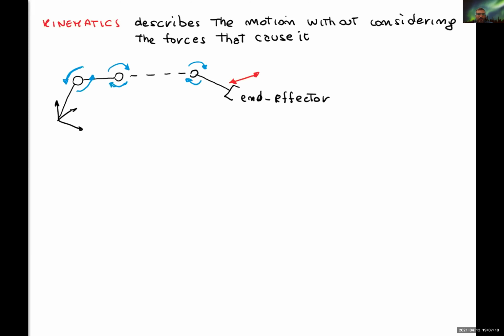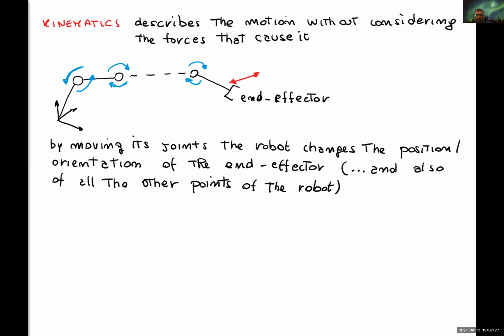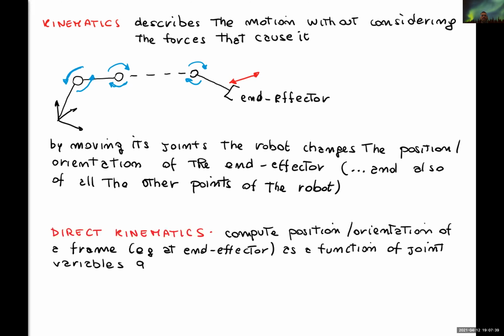And so we know that by moving its joints, the robot changes the position and orientation of the end effector, but not only of the end effector, also of all the other points in the structure of the robot. So in studying the direct kinematics of the robot, we are able to compute the position and orientation of each frame that could be attached in any point of the robot as a function of what? Of the joint variables that we represent in this case with a q vector.